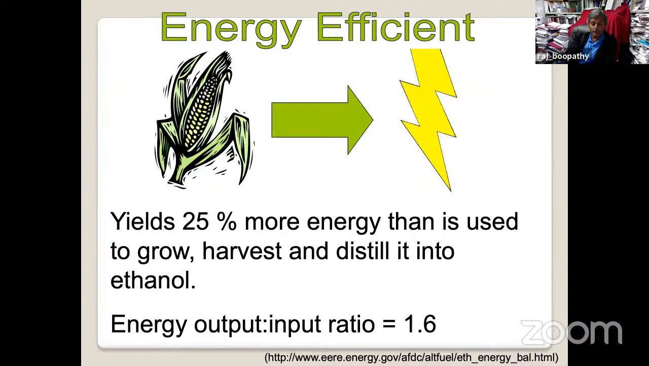So it is energy efficient, making ethanol from corn. It yields 25% more energy than we use to grow the corn. So it is energy efficient. If you look at the energy output to input ratio, it's a 1.6 ratio. So by doing it this way, if you wanted to produce corn only for fuel purposes, it is still energy efficient.